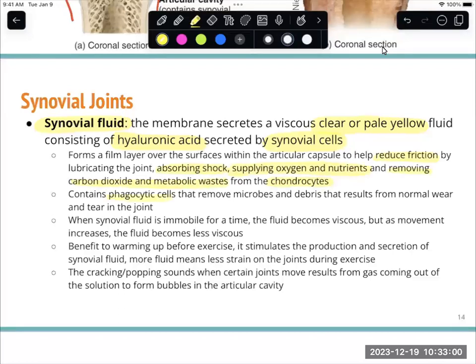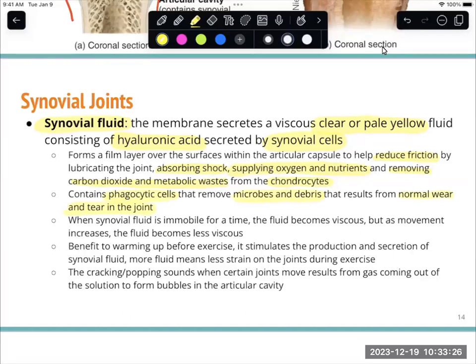There are phagocytic cells in that area, because what happens if some kind of pathogen or debris gets in that joint from just normal wear and tear, or some pathogen gets in there? Well, we need a way to protect that joint, because we don't want that joint to get infected, because then it's going to swell up really large. It's going to be really hard to move.